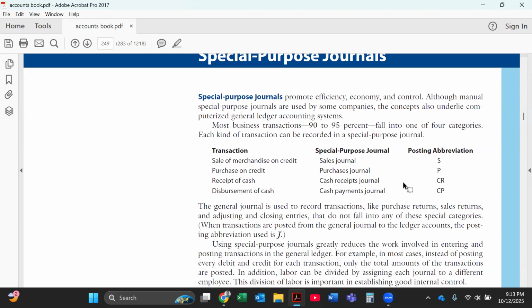So you have your general journal, which includes everything, all the debits and credits, no matter the type of transaction. Everything goes in the general journal. But these special purpose journals hold specific transactions. So every sale goes into the sales journal, but it won't go in the purchases journal. The purchases journal only holds purchases.